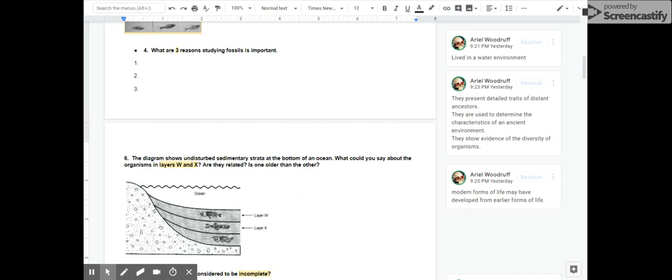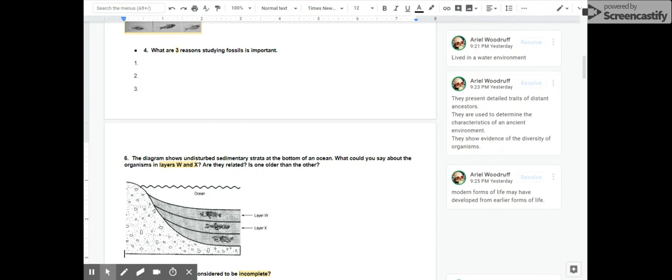So what are 3 reasons for studying fossils? Why is it important? So one of the first reasons is that they present detailed traits of distant ancestors. So looking at the fossils, we can see the ancestors of organisms that are alive today, try to link up the family history, and see how they've changed over time.